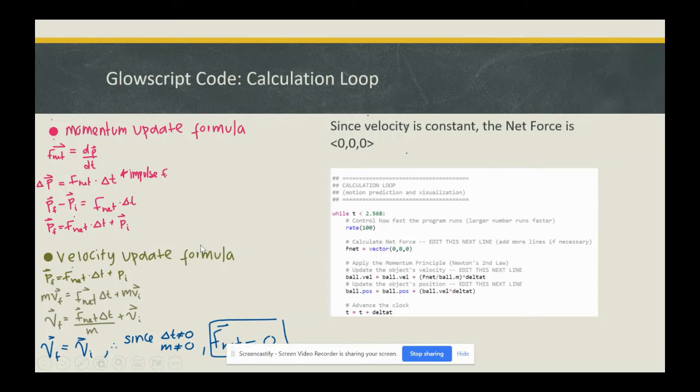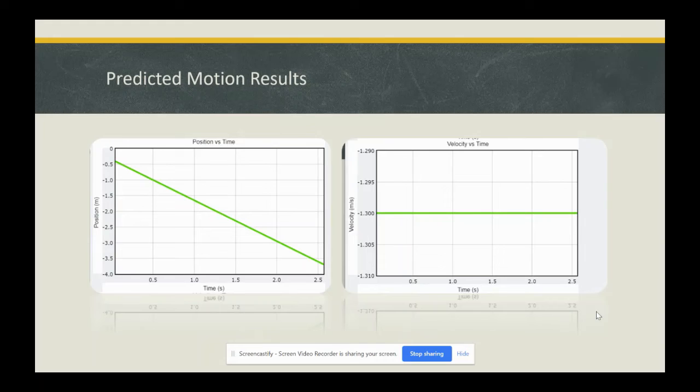These formulas show us that a constant velocity equals a net force of zero. The momentum update formula tells us that net force is equal to the change in momentum over the change in time, which at the end gives us that the final momentum is equal to the net force times the change in time plus the initial momentum, from which we can derive the velocity update formula. It is easy to figure out that the net force must be zero in order for the final velocity and the initial velocity to be the same. And the predicted motion result gave us a constant velocity.